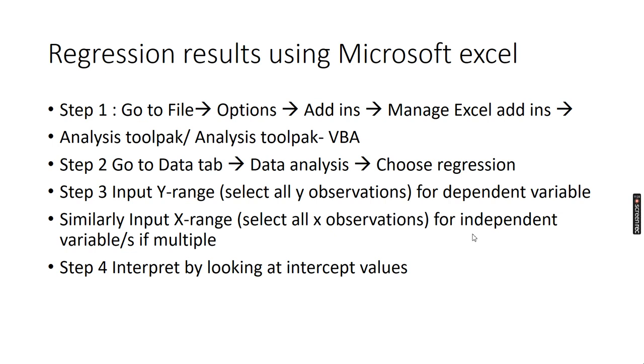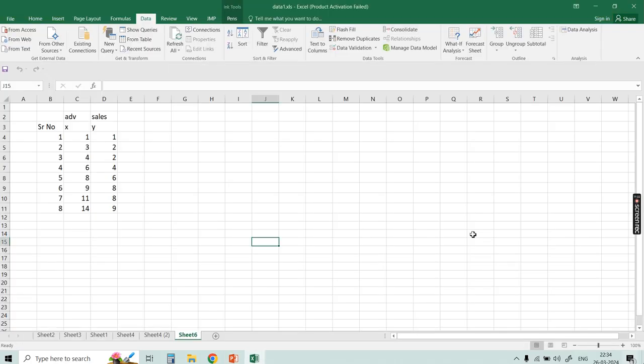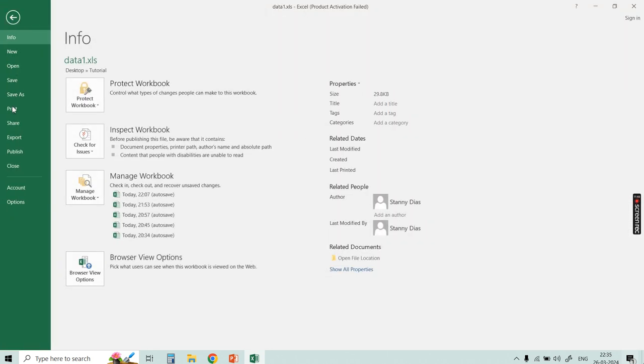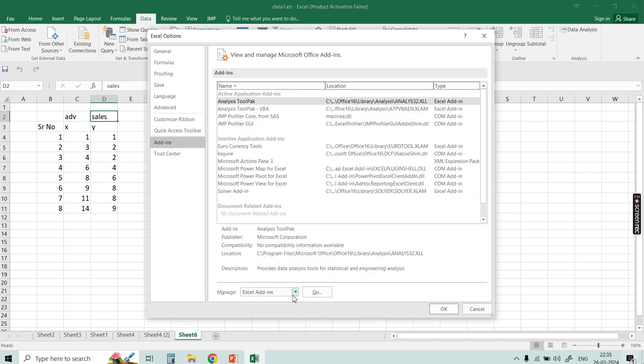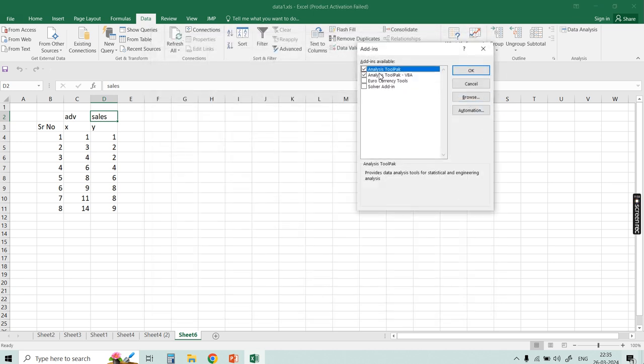Let me show you practically. As you can see on your screen, I have the same data for advertising and for sales. Before I actually use the Data Analysis Toolpack, I will show you the steps. Go to File. Under File, you have Options. Under Options, go to Add-ins. Then go to Excel Add-ins. Click on Go. You should click on Analysis Toolpack and Analysis Toolpack VBA and click on OK. I've already done that in my Excel sheet.